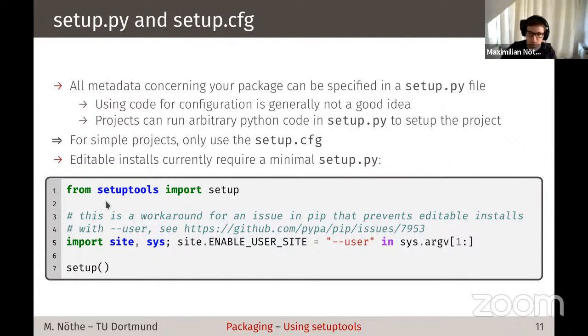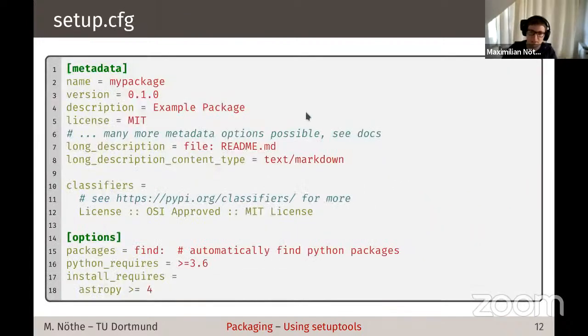until this bug is fixed, and then we can happily delete also this line, or setuptools is updated to not require the setup.py for editable installs, and then we can hopefully in the near future get rid of the setup.py file completely. But at the moment we still need this. So these 3 lines of code need to go into your setup.py. Okay, and then the interesting stuff happens in setup.cfg.